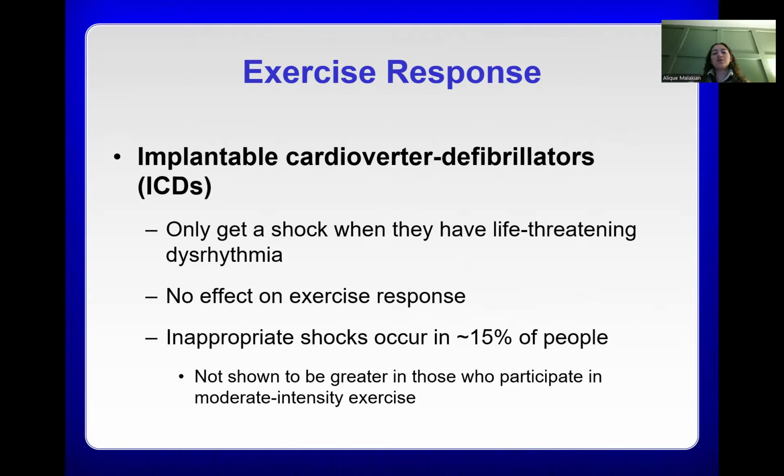But you should know that people can get a little put off by an inappropriate shock. I mean, it could be kind of scary. They might think something is happening when actually it isn't. So just note that if you are working with someone who has an ICD and has either experienced an inappropriate shock or it happens during a training session, they may not want to push the intensity any further, even though we know that it is safe to do so. So that's just a little practical note.